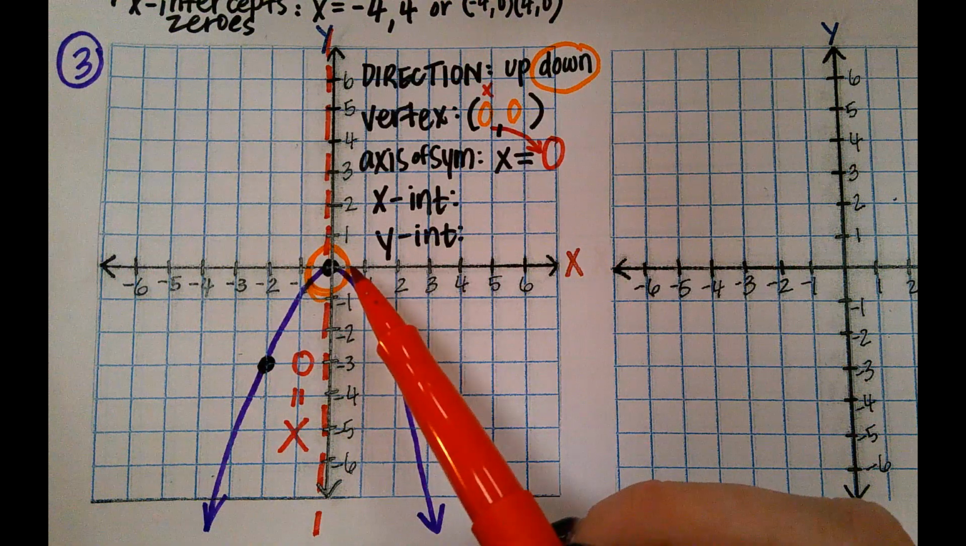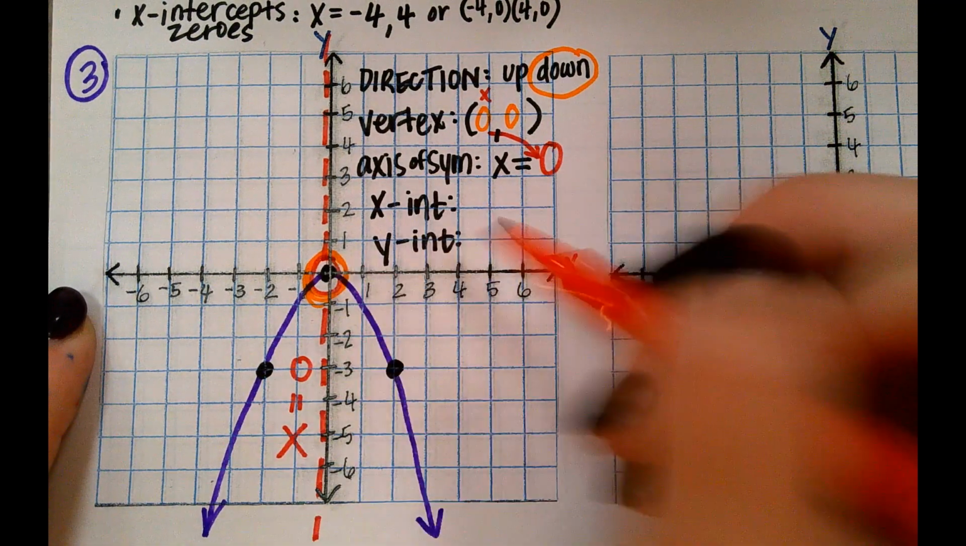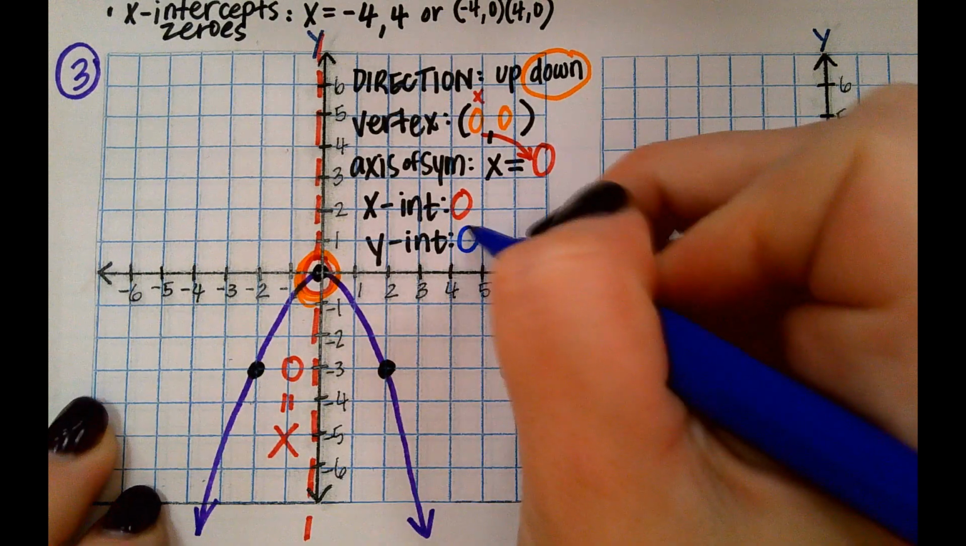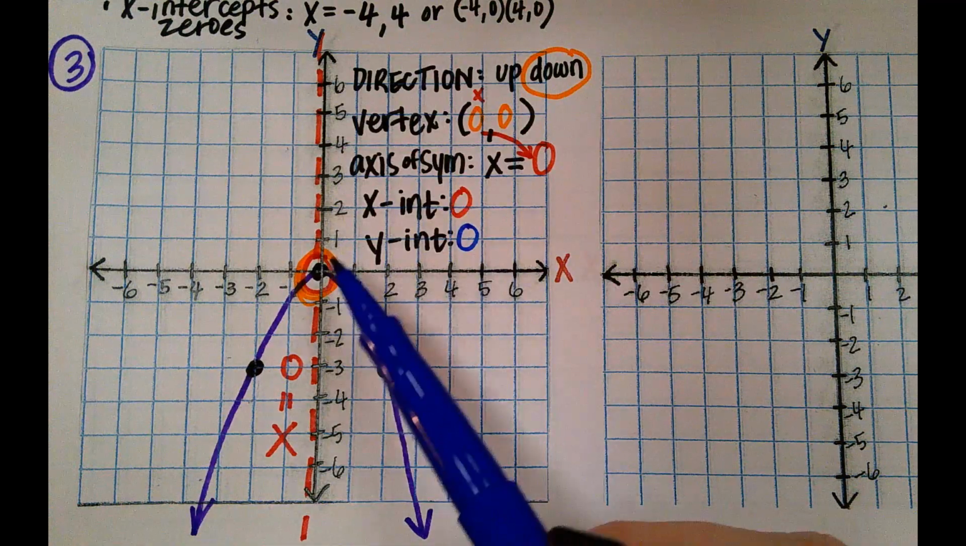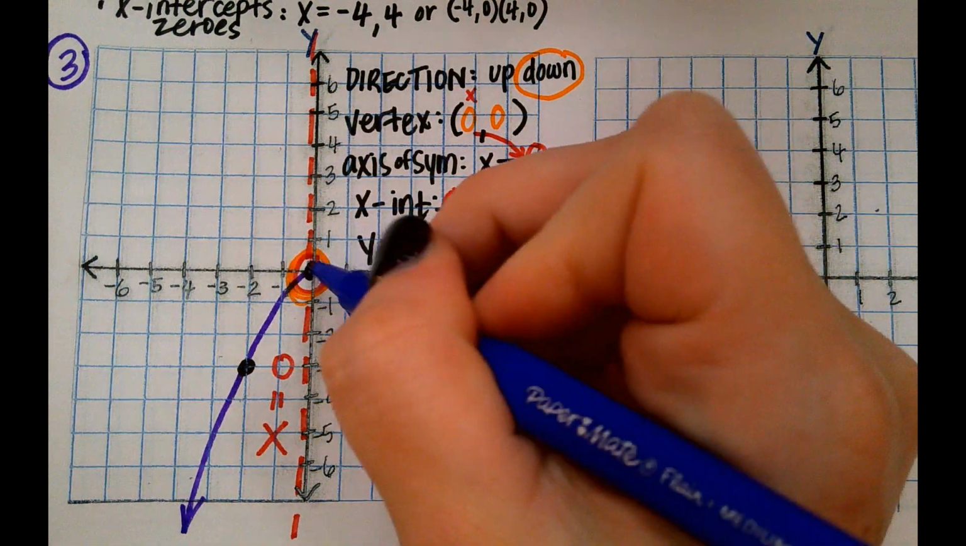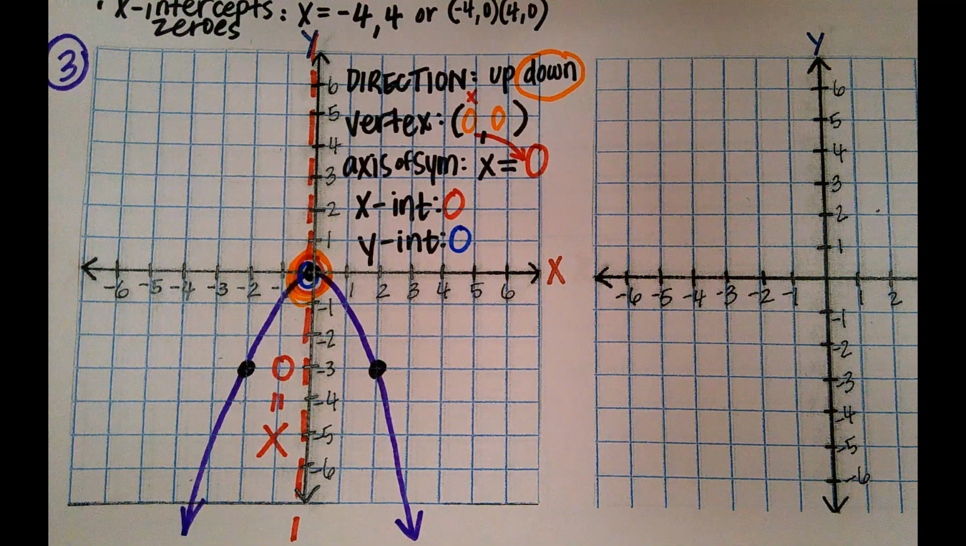So your x-intercept is 0. What's your y-intercept? Your y-intercept is going to be 0 too. It's also 0. These are my favorite when they are all 0. There you go. That's where it's touching. Very nice.